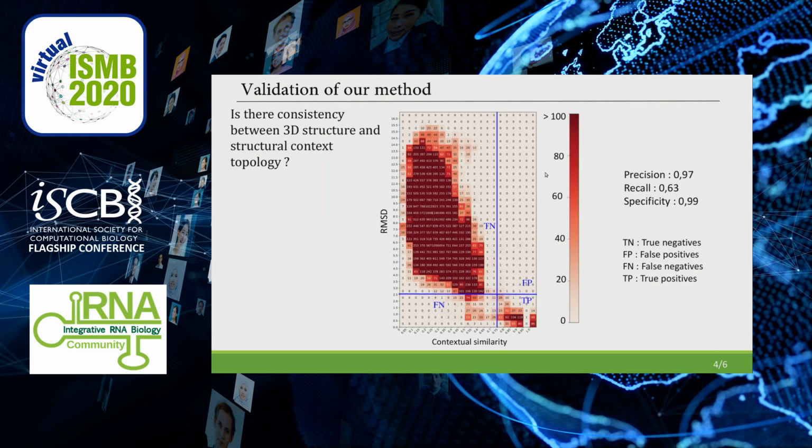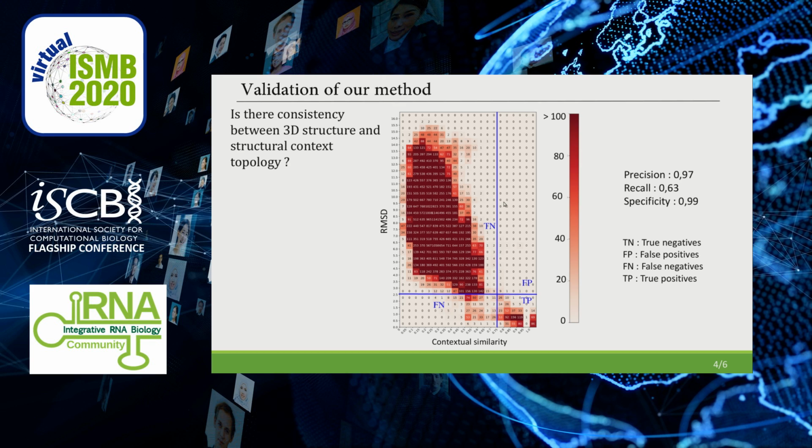But before that, in order to validate our method, we also measure RMSD between pairs of structural context. We want to know if the 3D structures are consistent with the topology of structural context, because it would mean that the local structural context are important for the formation of the interaction, and so we could use structural context in our method for the prediction of A-minor motifs. So we have here the results on a dataset of 391 occurrences from the PDB.